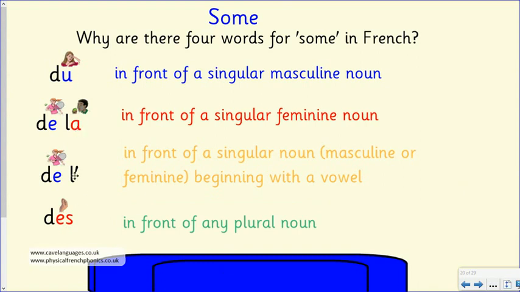So there are 4 words following the same pattern as the le and the la. That's even got la in it. That's got the L apostrophe in it. That's got the ES that les has. This one is just not like the le, it's du. So these are the 4 words for some. Let's say them again. Du, de la, de l', and des.